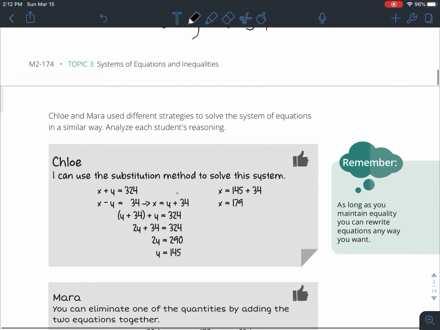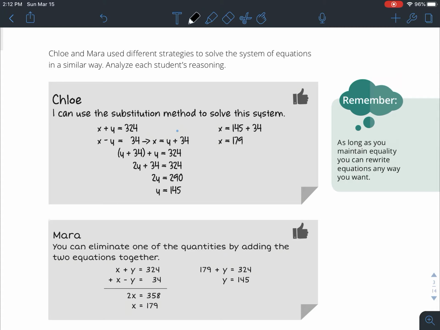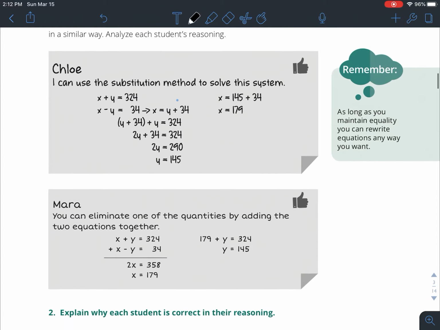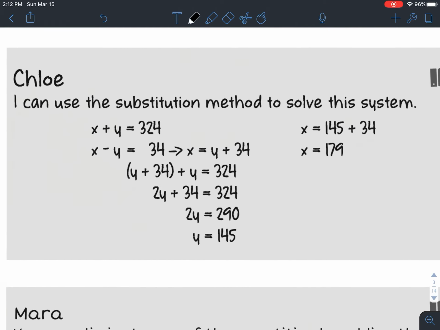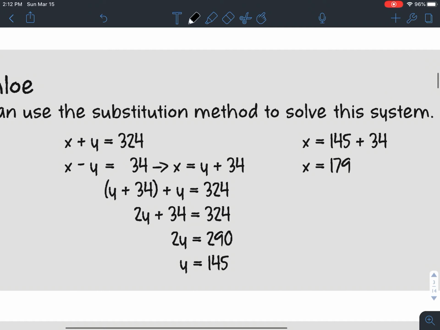Now, Chloe and Mara use different strategies to solve the system of equations in a similar way. Analyze each student's reasoning. This is where it gets a little more complicated. For those who were in class the other day, we talked about this and went over it. So I will go over it again, and then we will go with the last few problems. So Chloe uses a substitution method to solve the equation. So she substitutes here. So we have the 2 problems. I'm going to zoom in so you can see just hers to this problem.